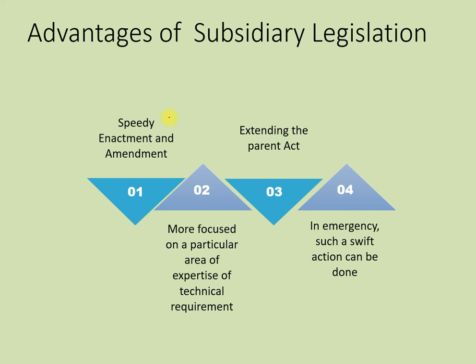Therefore, in an emergency, swift action can be taken. When enactment and amendment can be made in a swift manner, it is very efficient during an emergency. It doesn't have to go to Parliament. The Parent Act may take a year, two years or more to enact, but for a regulation it is very simple, swift and quick.